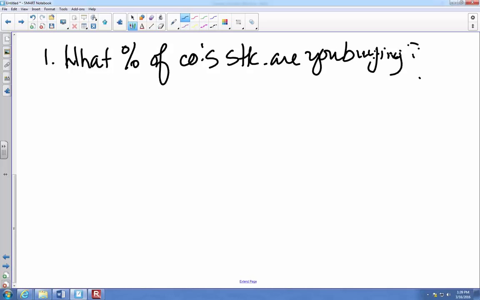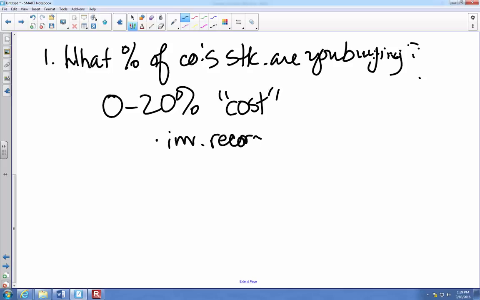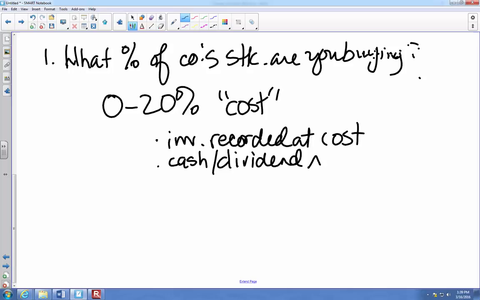Does this look familiar? If you're buying 0 to 20% of the other company's stock, it's purely for an investment, and you account for them using the cost method. No big deal. You throw it on your books at cost. So the investment is recorded at cost. And when you get dividends, you're going to debit cash and credit dividend revenue. No big deal. Pretty straightforward. And when you sell them, you pull them off your books and record a gain or loss. Super straightforward.